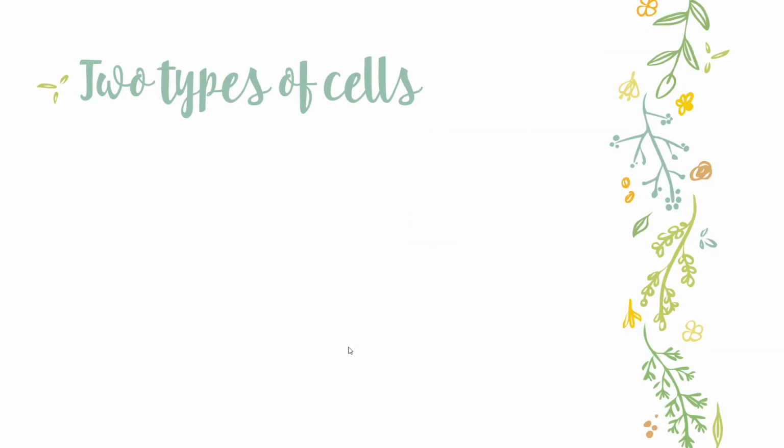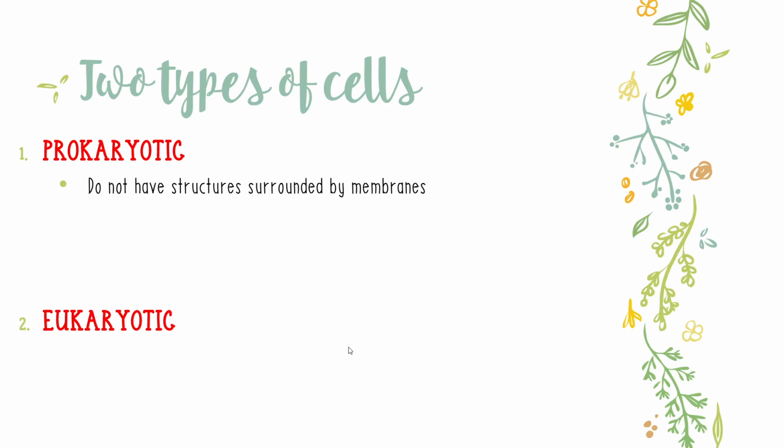So now let us discuss your two types of cells. As we all know, your two types of cells are your prokaryotic and your eukaryotic cells. Or in simple terms, your prokaryotes and your eukaryotes. So what are prokaryotic cells and what are eukaryotic cells? Now, prokaryotic cells do not have structures surrounded by membranes. They have very few internal structures and they are one-celled organisms.